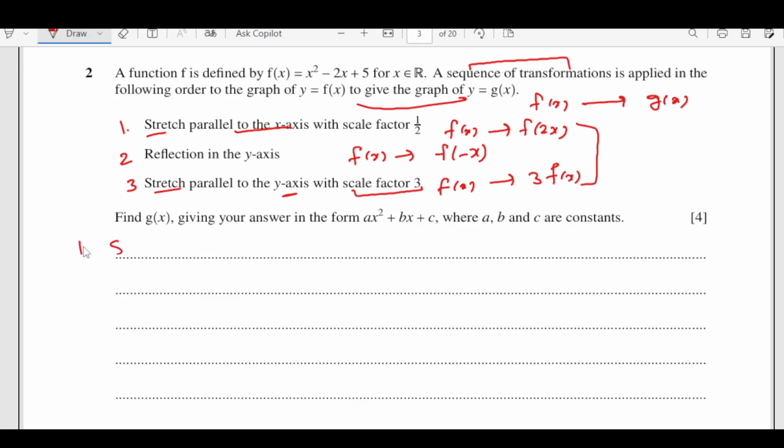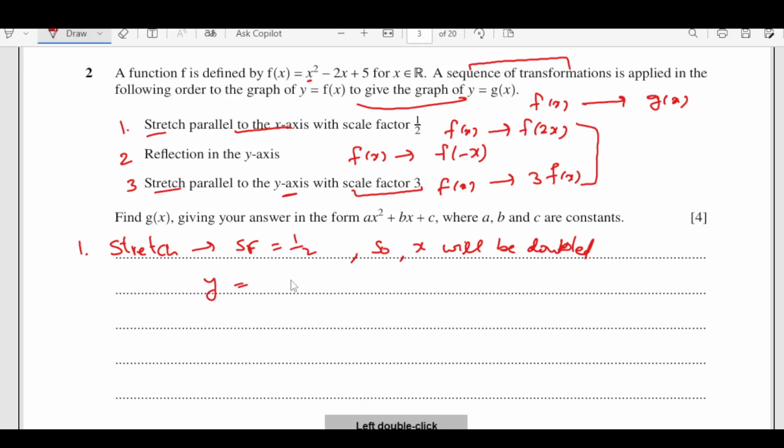I will go step by step. So the first one we have is a stretch, with scale factor half, so x will be doubled, right? So that means y was this, and x will become now 2x, so that is 2x squared minus 2 into 2x plus 5. So this is done. After this there is a reflection.